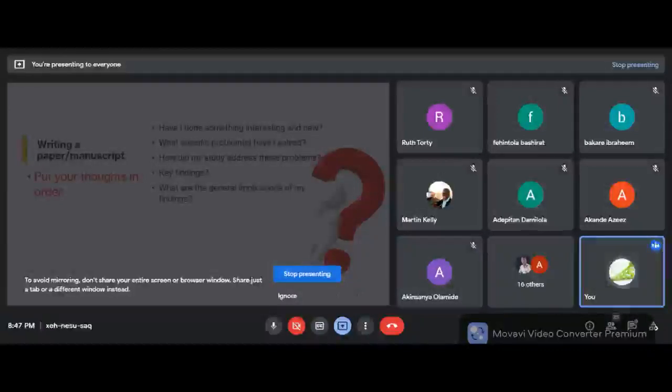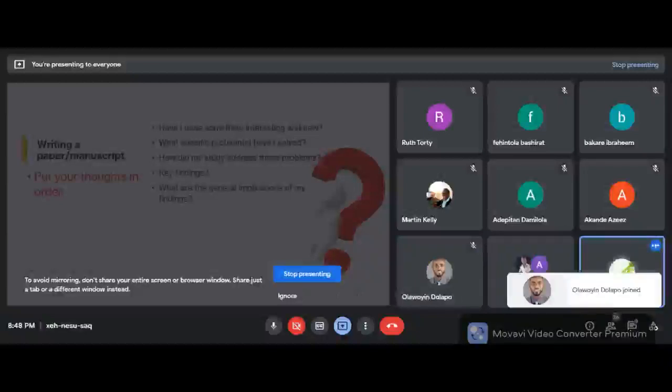The first one that I have here is, have I done something interesting or new? What are the specific problems that I've been able to solve? How has my study addressed the problems that I have been able to identify before? And what are the key findings? What are the results? What are the implications of the findings that my research has been able to provide?